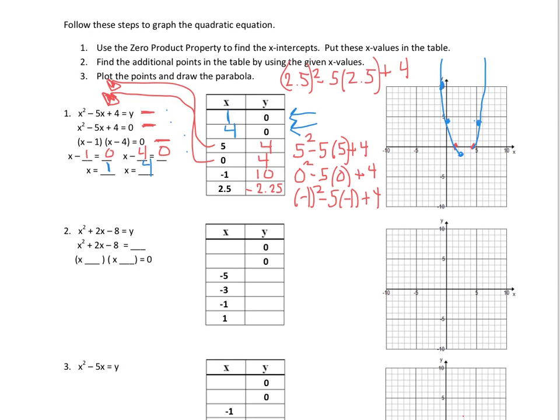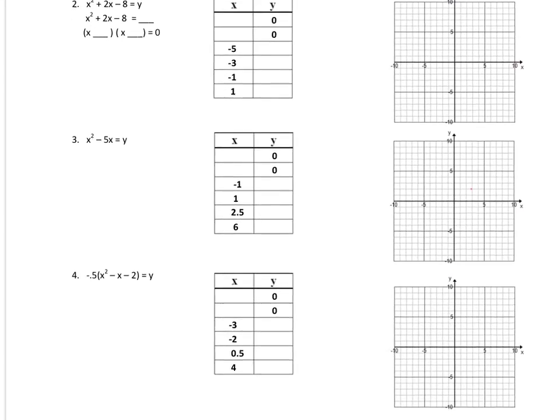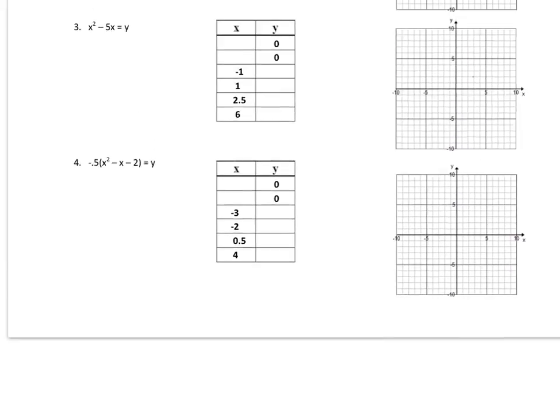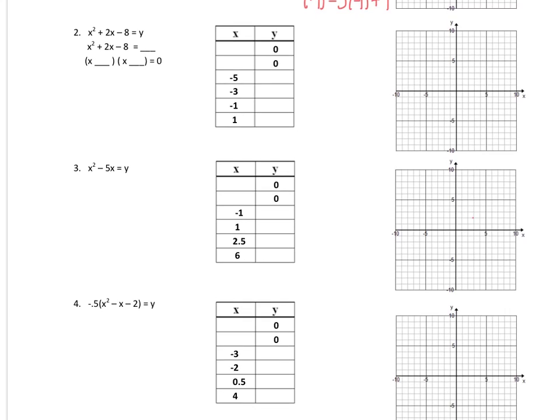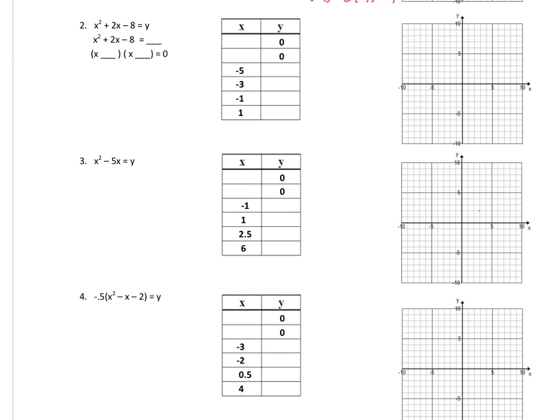Now you should be able to do problem number 2 just fine. It's just like number 1. When you get down to 3 and 4, you have to factor them first. So when you're factoring number 3, the first thing you need to do is look for a greatest common factor. So look for a GCF first. Factor out a GCF and then do the zero product property.